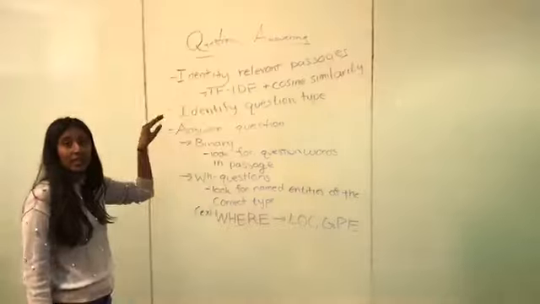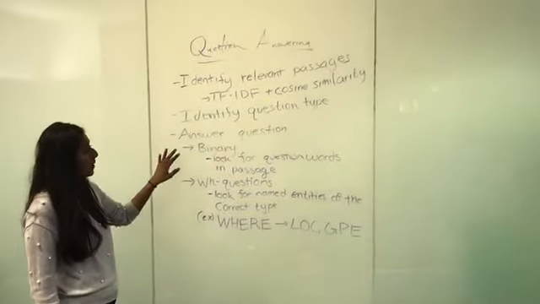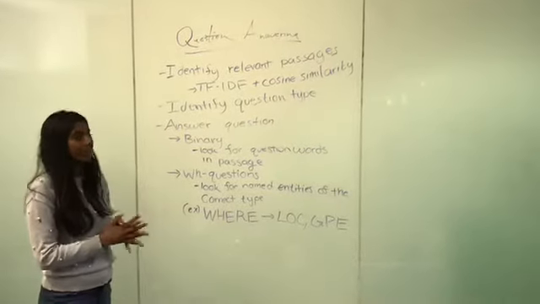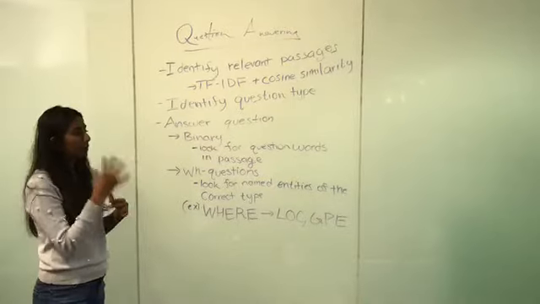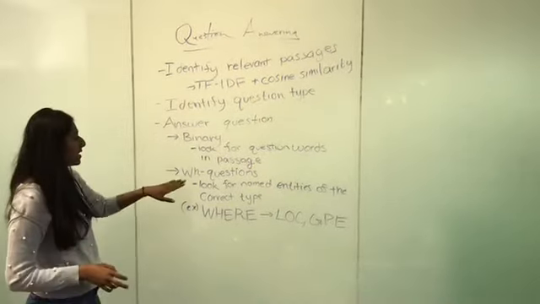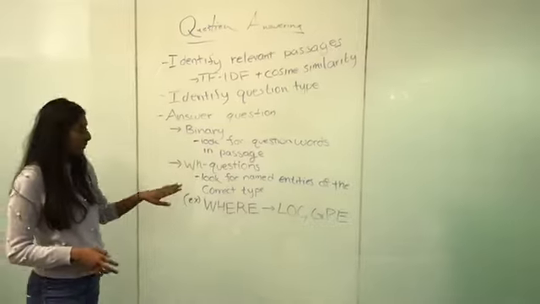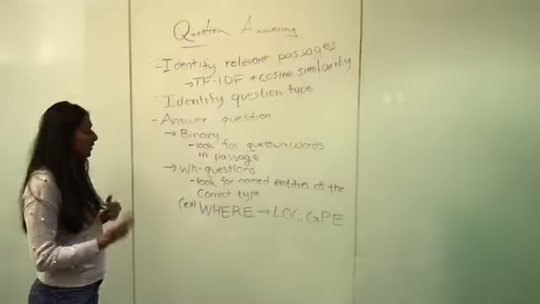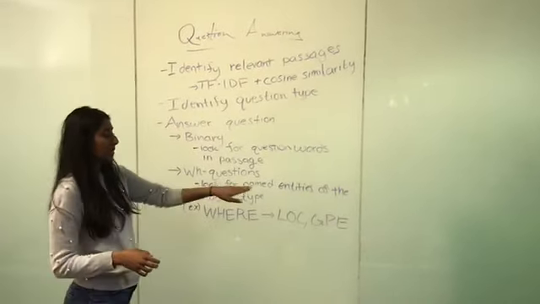The next thing we want to do is identify the question type. So once we know the question type, we can either narrow it down to binary or WH questions to begin with. So for binary questions, we're going to be looking for the question words in the passage itself. Next thing that we wanted to consider was WH questions. So again, we're going to be looking for all the key question words, but another thing that we want to be looking for is the named entities of the correct type.